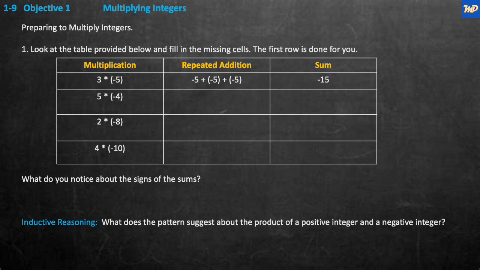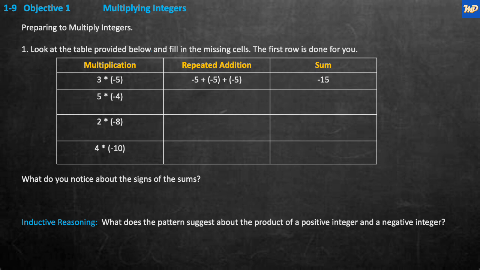Okay, Objective 1, Multiplying Integers. Preparing to multiply integers. Look at the table provided below and fill in the missing cells. The first row is done for you. Okay, so let's look at this. The first row says 3 times the quantity negative 5. So that certainly means that the negative is included in this multiplication.